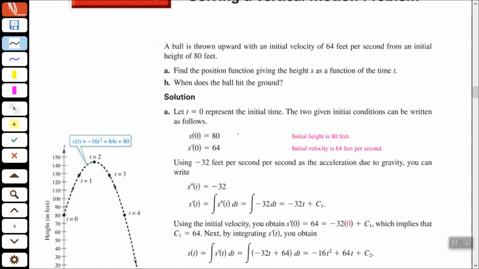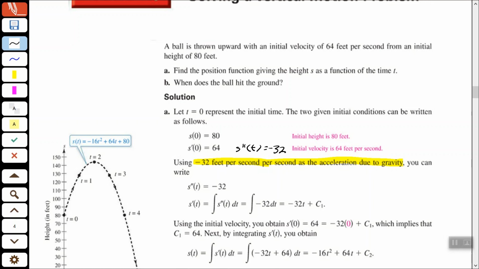Now, based on what's also known and given, it's the acceleration due to gravity. You can look this up, but your acceleration due to gravity, and remember acceleration will be your second derivative, is equal to negative 32 feet per second squared. So your second derivative is negative 32. The question asks you to find the position function, the height s as a function of time t, and then when does the ball hit the ground.